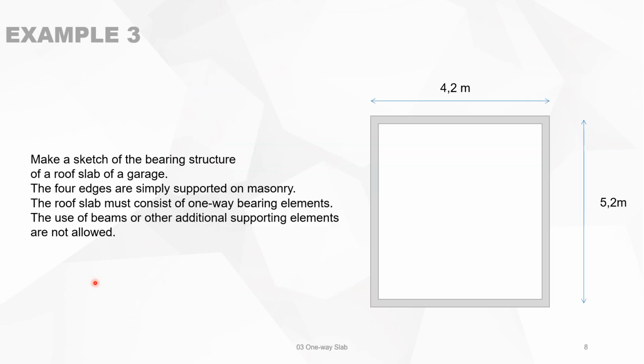A third example, we have now a rectangle of 4.2 times 5.2, and all four edges are simply supported on masonry, and the roof slab must consist of one-way bearing elements, and the use of beams or other additional supporting elements is not allowed because there's no room for it. So you cannot use beams or any supporting elements, but still the roof must be a one-way slab. How do we deal with that?